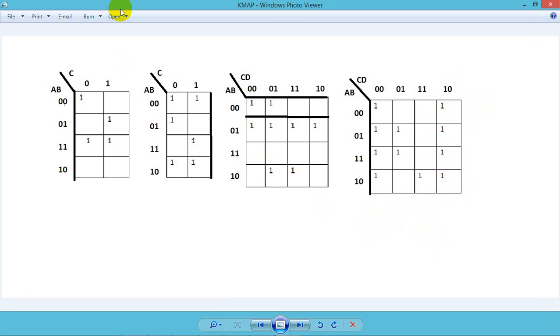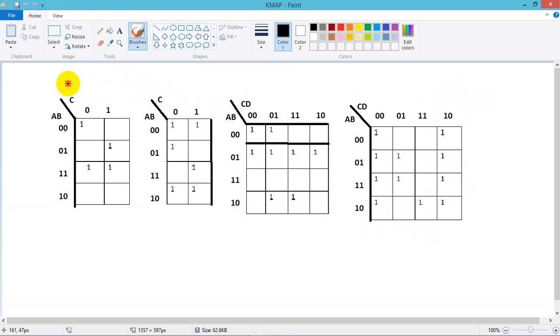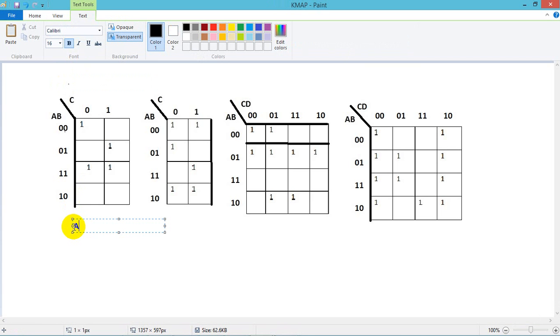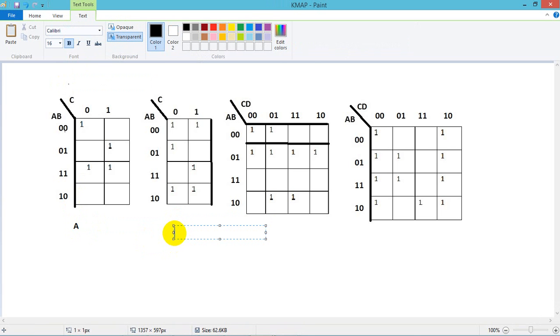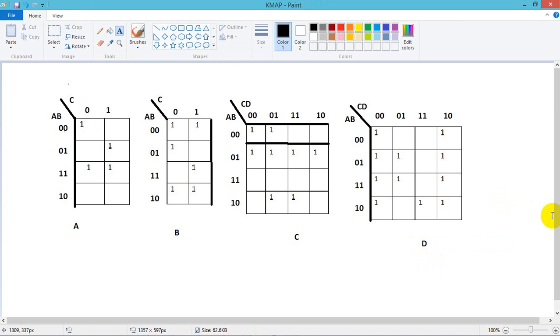So let's assume here we have this table to be A. Let's say this table is table A. We have here table B, we have here table C, and we have here table D. So that is that for now, and we'll go and look at how our wrapping is done.